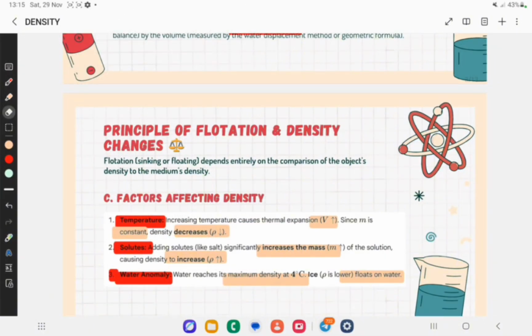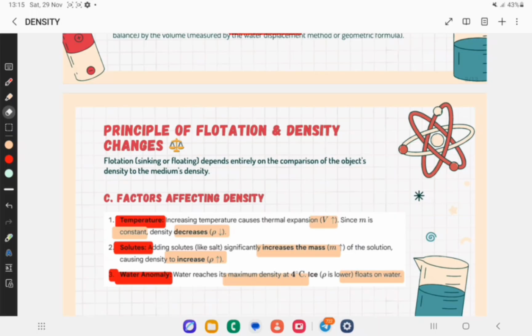For this part, we have the principle of flotation and density changes. Flotation, sinking or floating, depends entirely on the comparison of the object's density to the medium's density. We have three factors that affect density that I already highlighted for you. The first is temperature, the second is solutes, and the third is water anomaly.